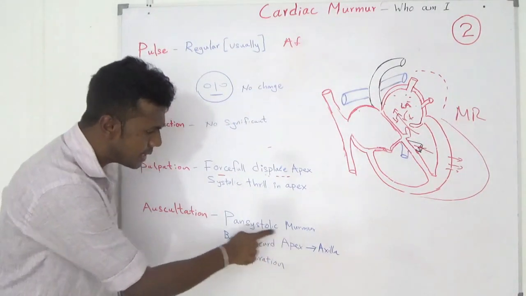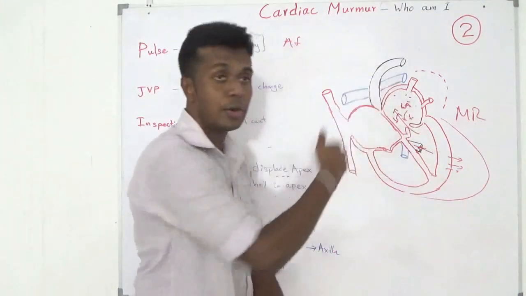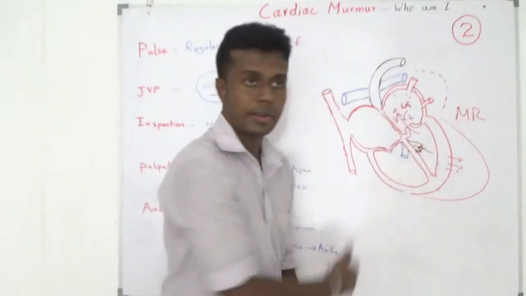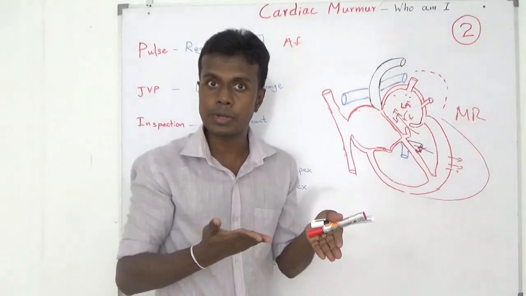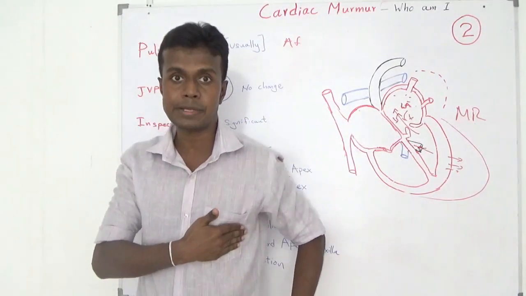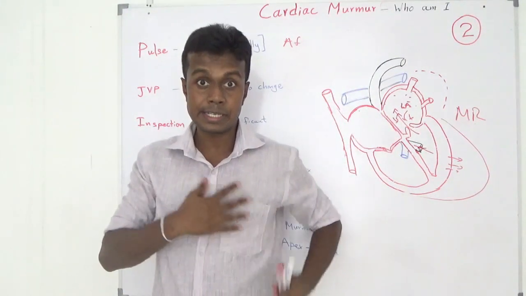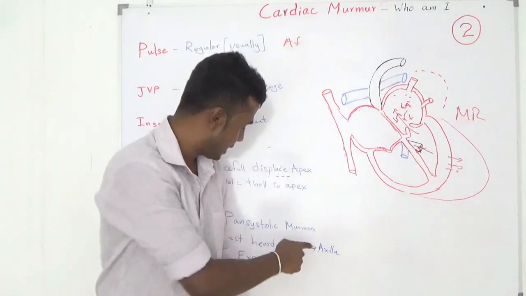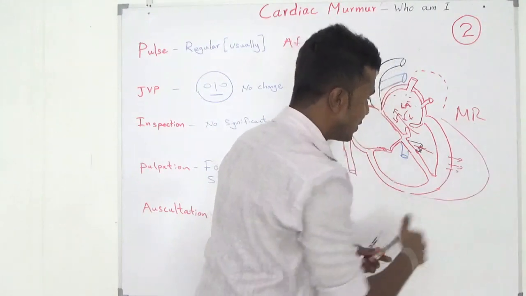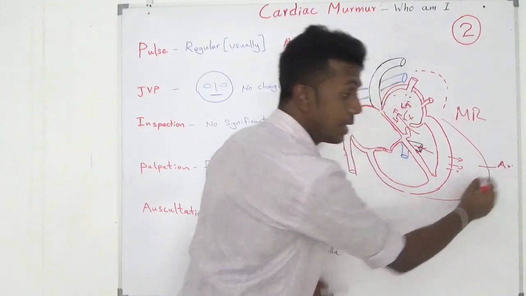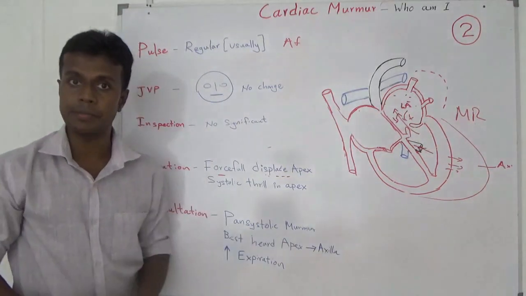Next, best heard in the apex. During left ventricular contraction, blood ejects into the left atrium, so this fluid column starts to vibrate. That vibrating sound is best heard at the closest position, which is the apex. The apex is the position where the left ventricle is closest to the chest wall. Not only that, this sound can transmit even into the axilla. So it is best heard in the apex and can radiate into the axilla.